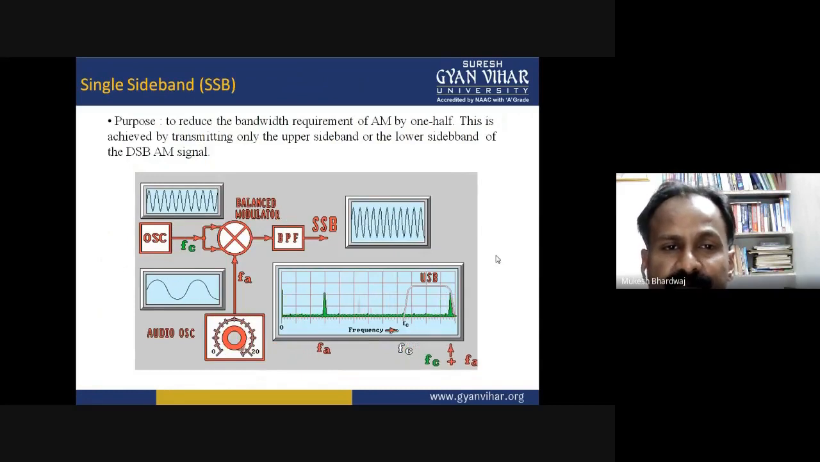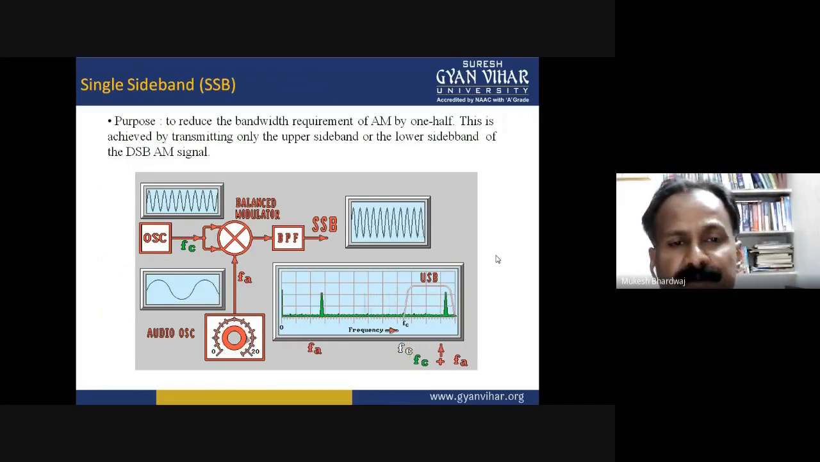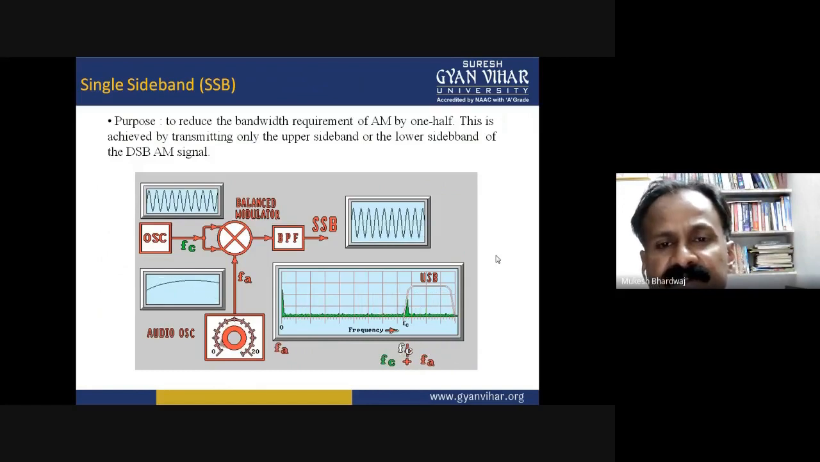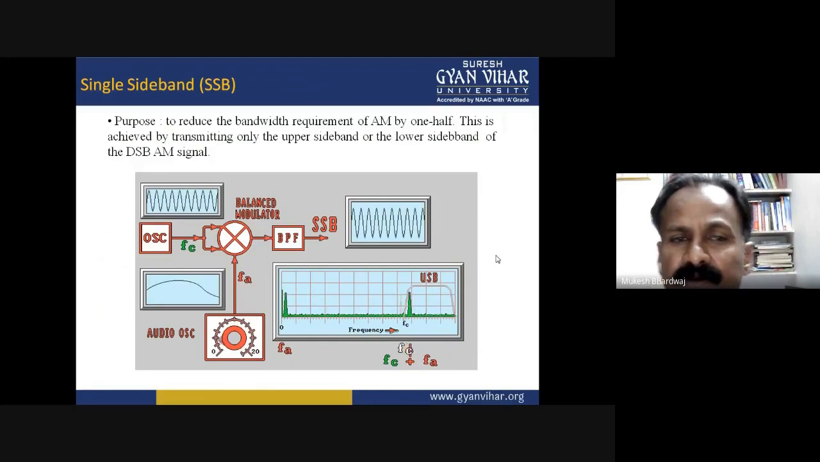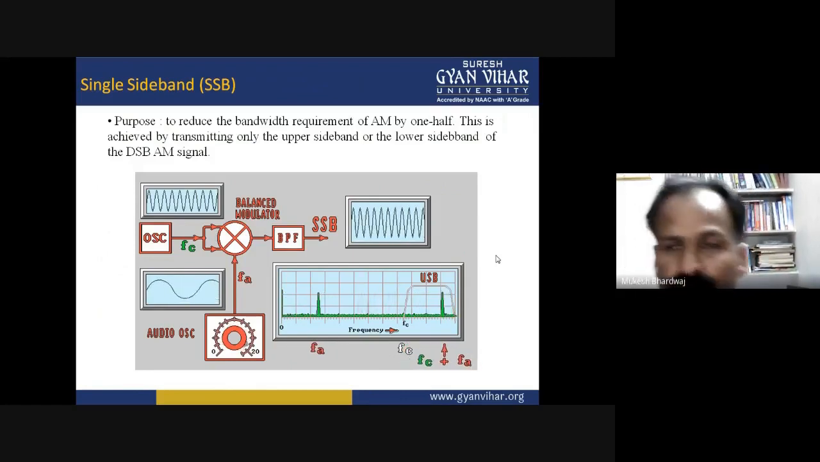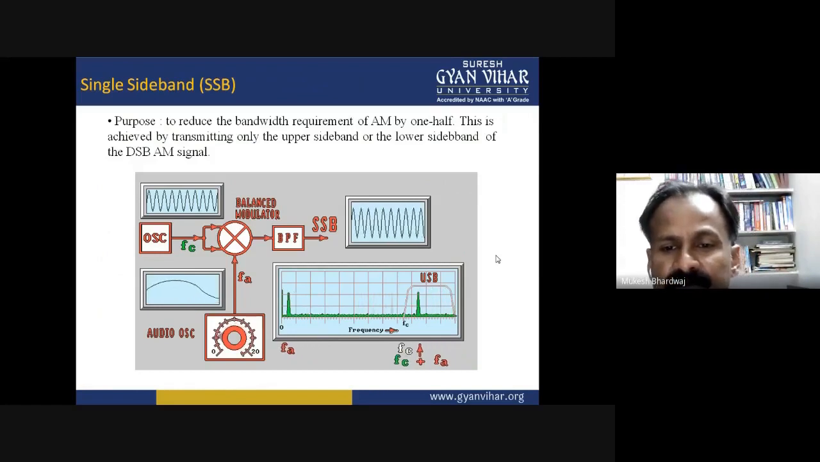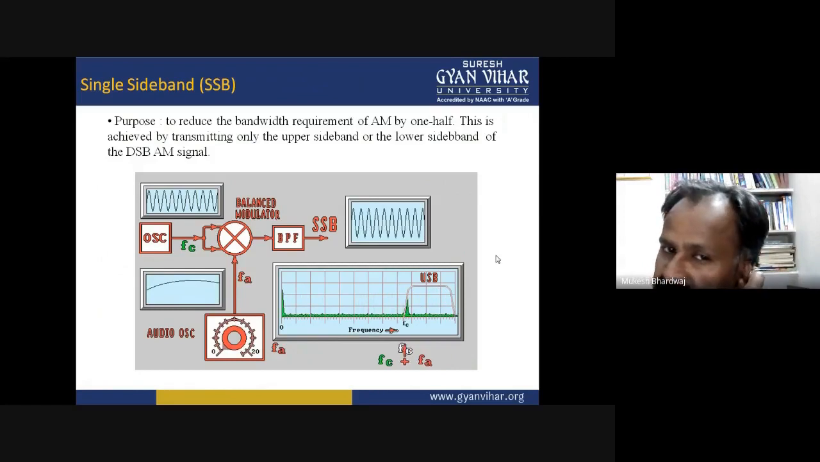Now, single sideband is proposed to reduce the bandwidth requirement of amplitude modulation by 1/2. This is achieved by transmitting only the upper sideband or the lower sideband of the double sideband amplitude modulated signal, because the upper sideband or the lower sideband contains the same information. So, to reduce the bandwidth requirement, we try to transmit only the upper sideband or the lower sideband. This is the diagrammatic representation of how the signal is transmitted.